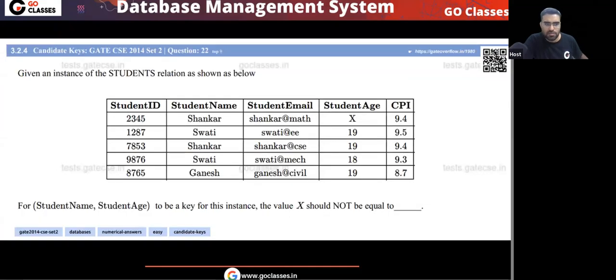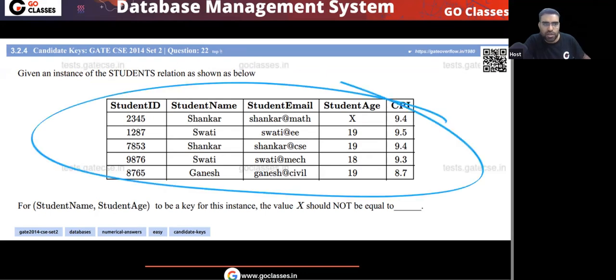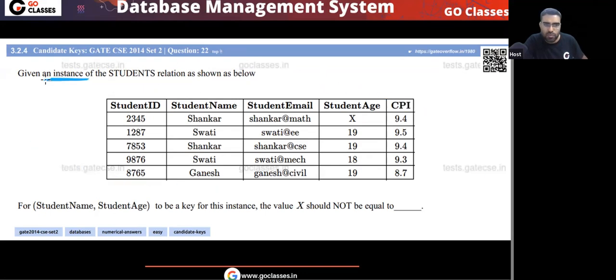Let's solve this question. This is a GATE 2014 question. Read this question and tell me the answer. Given an instance of the student relation, this data is given to you. For student name, student age, this combination.